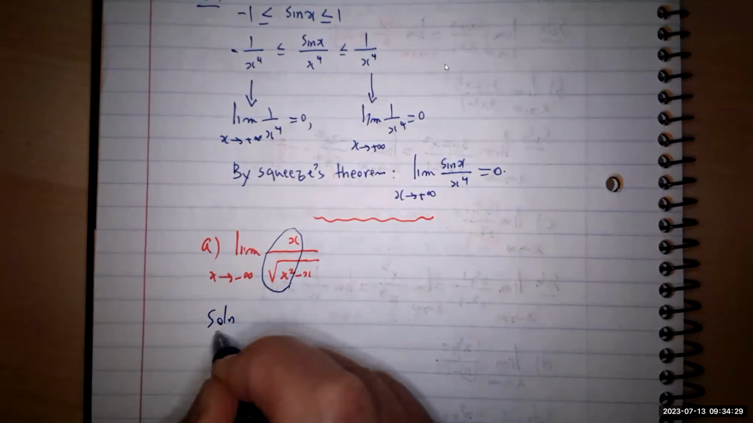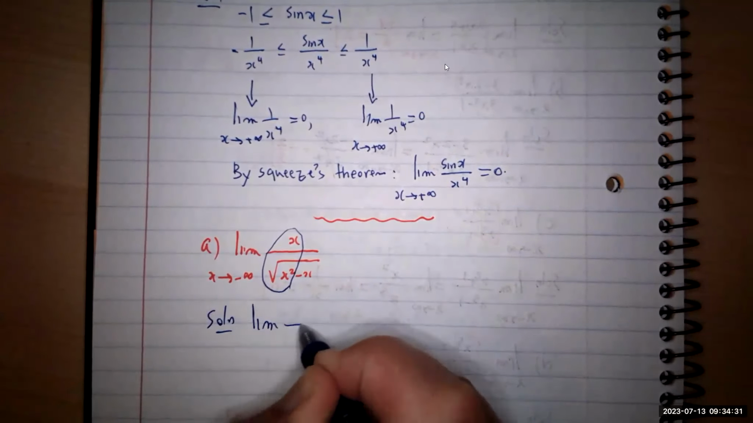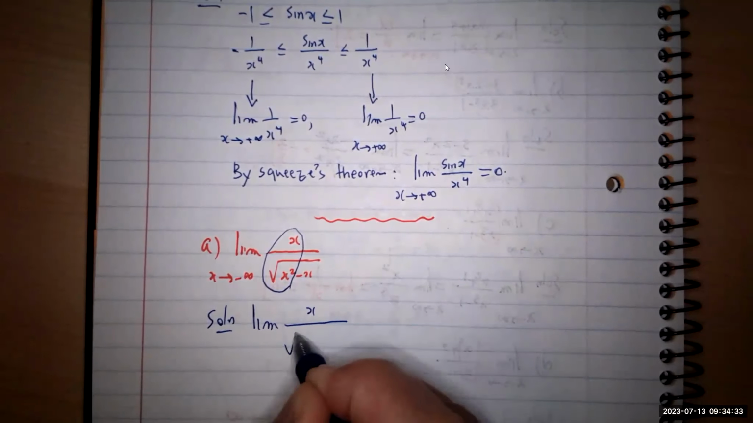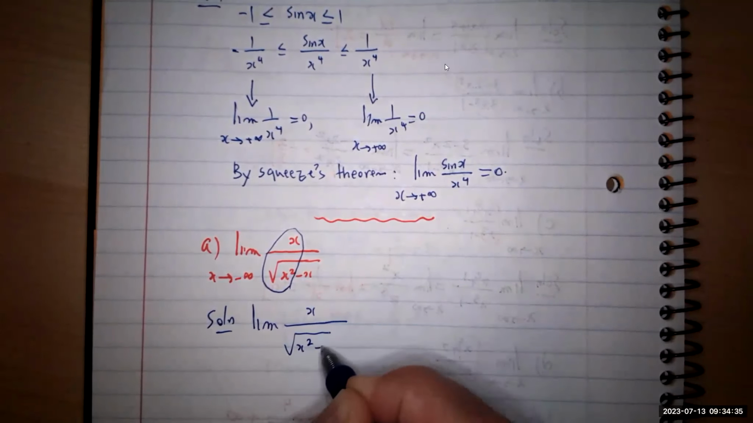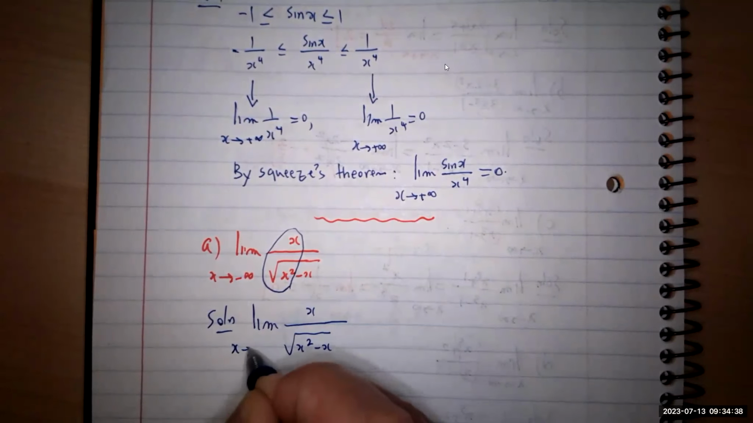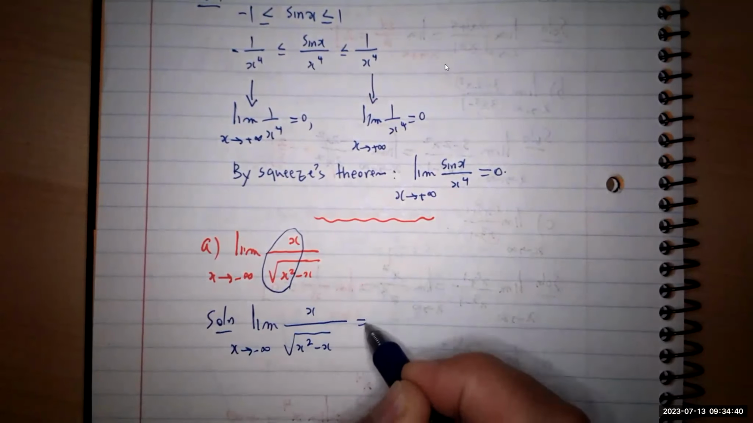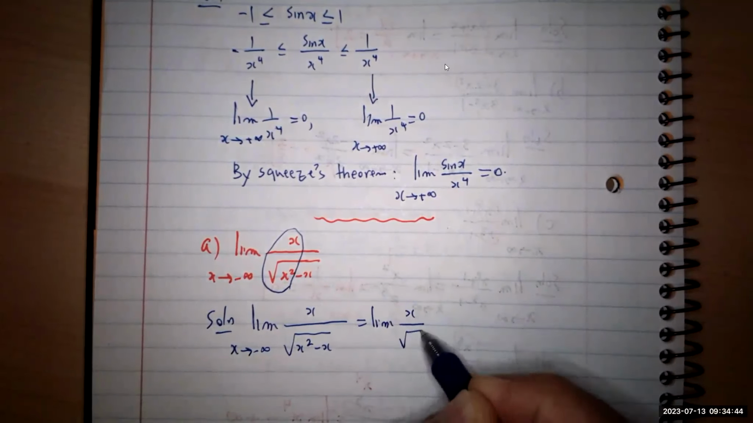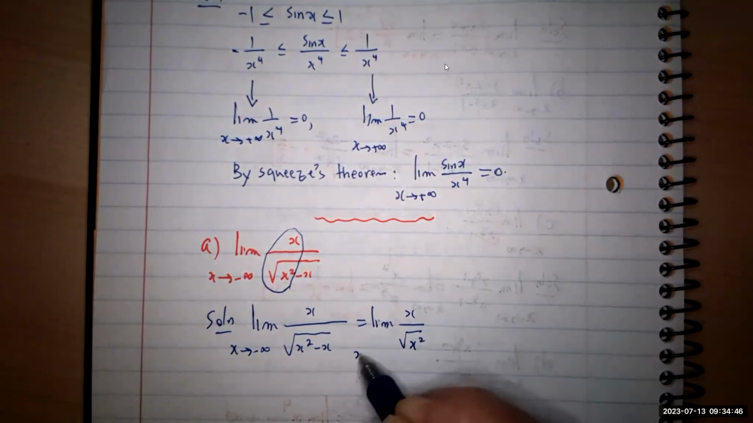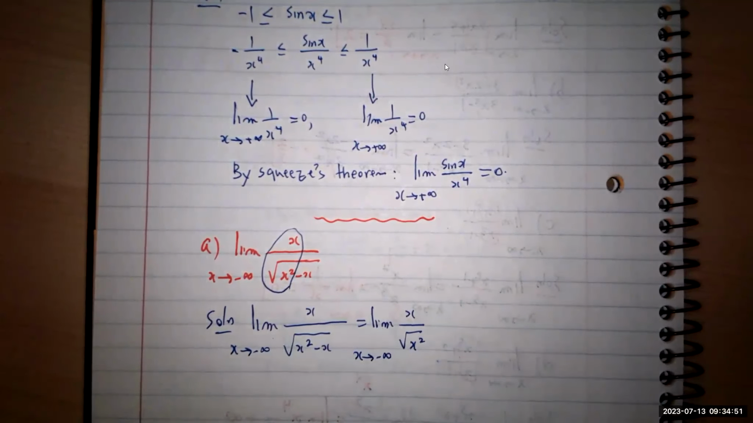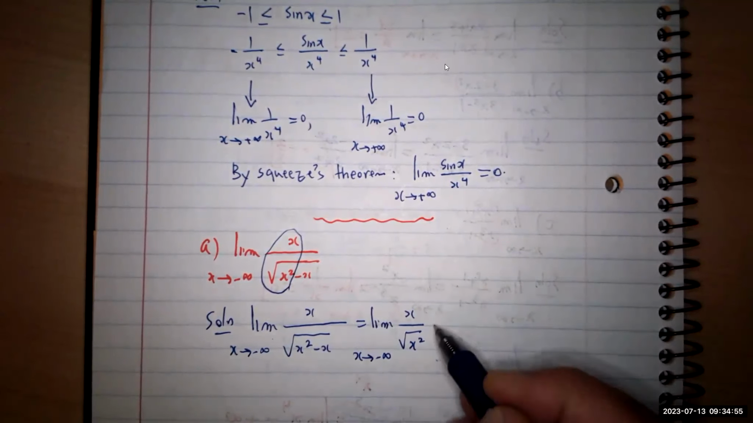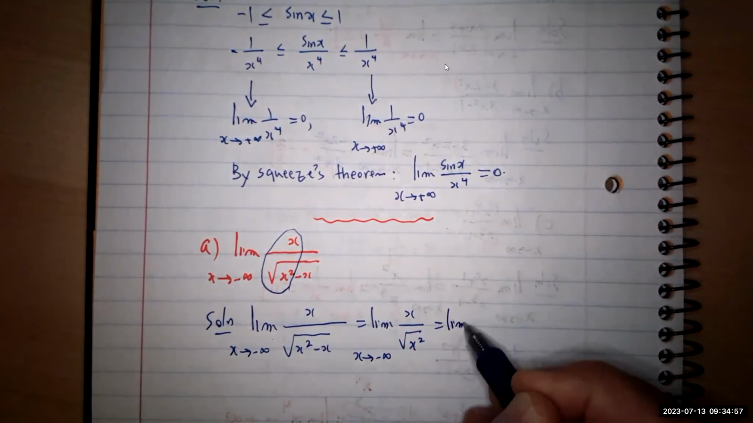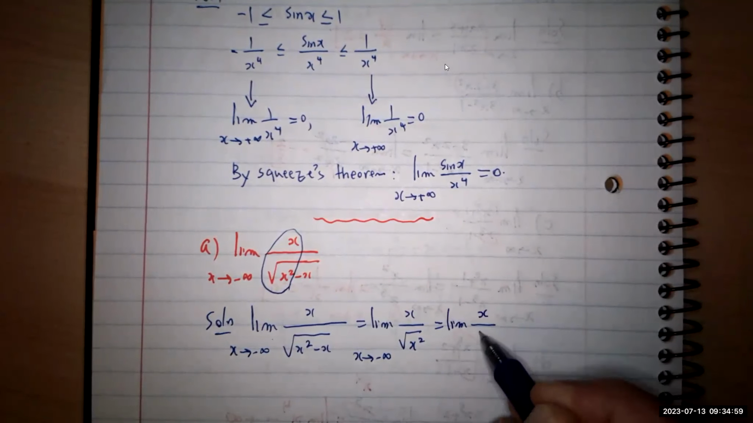So the solution is going to be, we have to rewrite it: the limit of x over radical x squared minus x as x goes to negative infinity is the limit of the top x over the bottom radical x squared, as x goes to negative infinity. Now, the point is about the radical x squared. We already talked about it. Radical x squared is the absolute value of x.